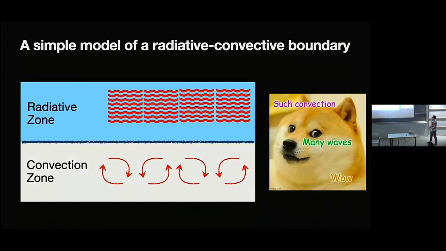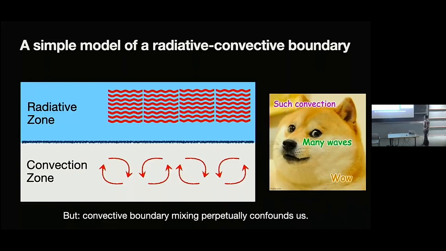So Anne talked about these convective boundaries. I'm going to have pictures like this a lot at the beginning of this talk so that we all can understand what processes are from simple pictures. We've got some sort of convection zone with turbulent overturning eddies. We've got a radiative zone with waves above that and a boundary between them that we don't understand. Let's call it the Schwarzschild boundary for now. And as we know, convective boundary mixing, as we are now calling it, perpetually makes us confused, like Doge.